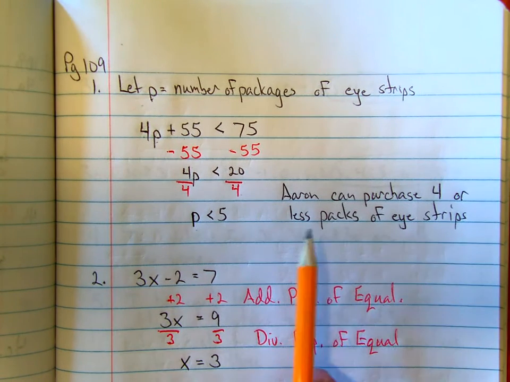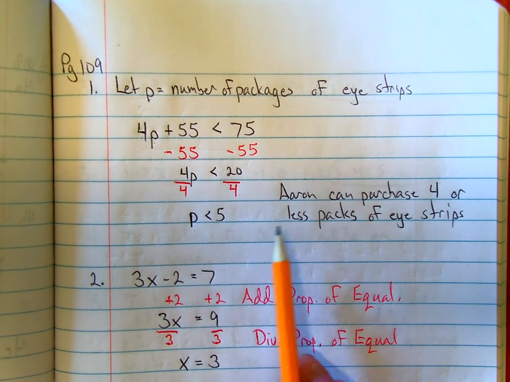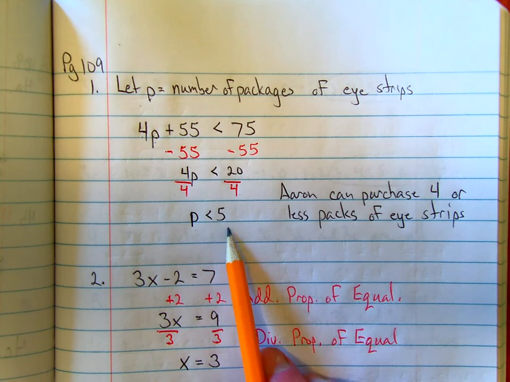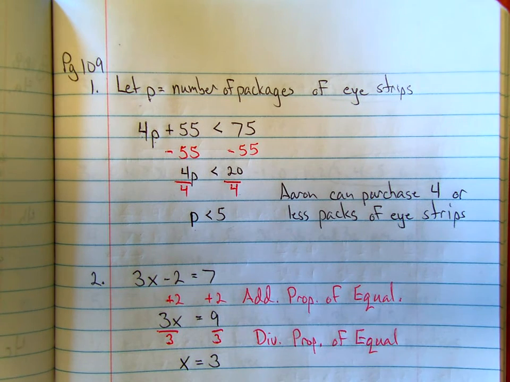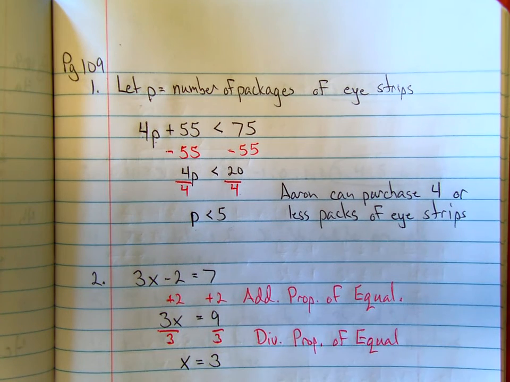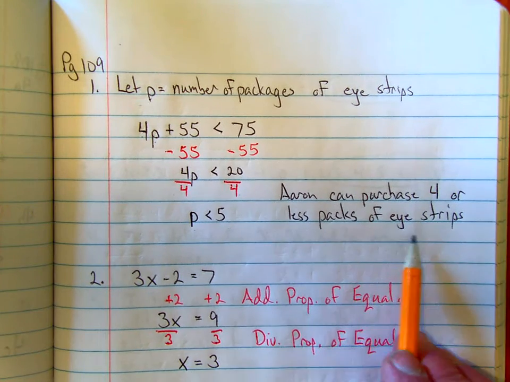Well, they're probably not going to let you break apart a pack of eye strips, so you're probably going to have to buy the whole pack. And so you can either buy 0, 1, 2, 3, or 4 and stay under the $75, but you can't buy 5 or more. It has to be under 5. So Aaron can purchase 4 or fewer packs of eye strips.